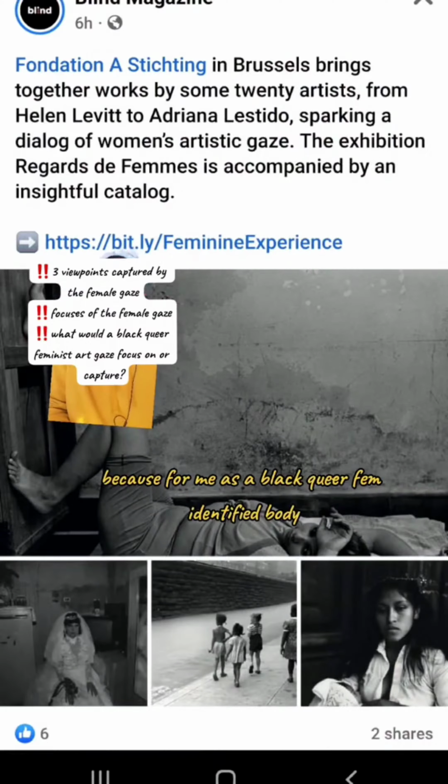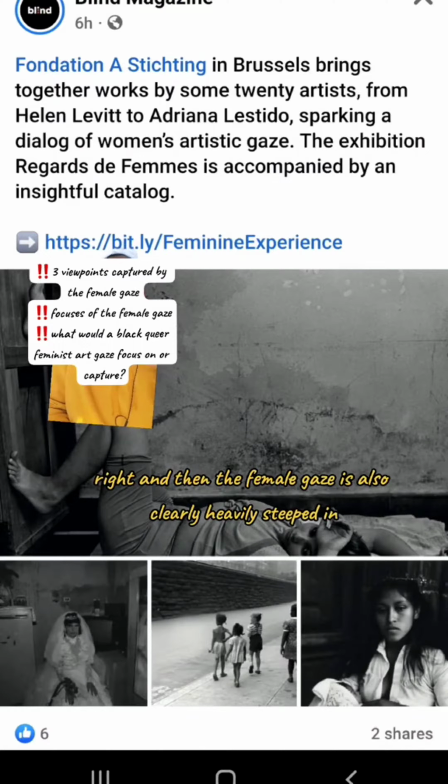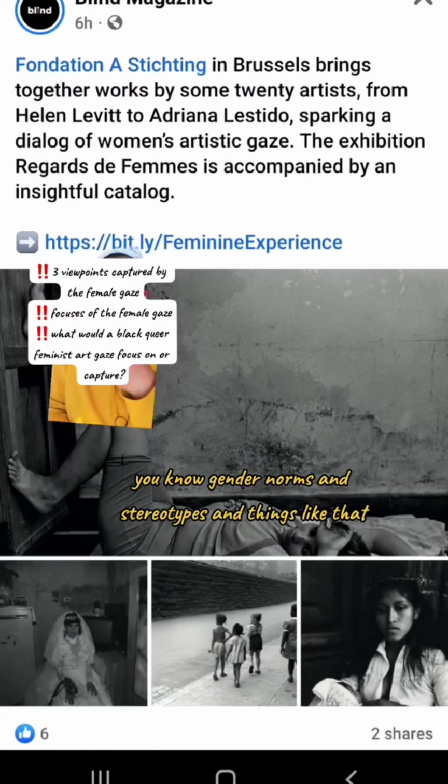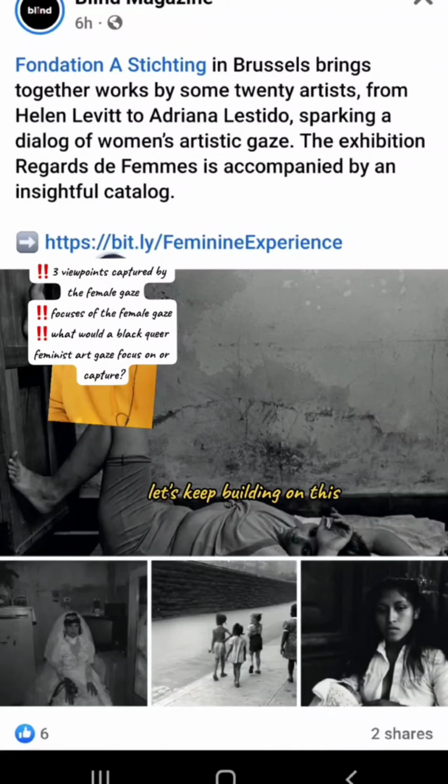Because for me, as a Black queer femme identified body, the female gaze in parallel to the male gaze isn't necessarily safe. Right. And the female gaze is also clearly heavily steeped in gender norms and stereotypes and things like that. But follow me. Let's keep building on this.